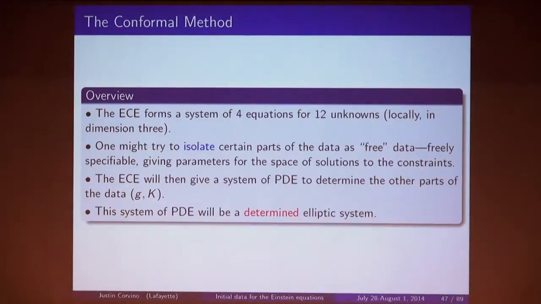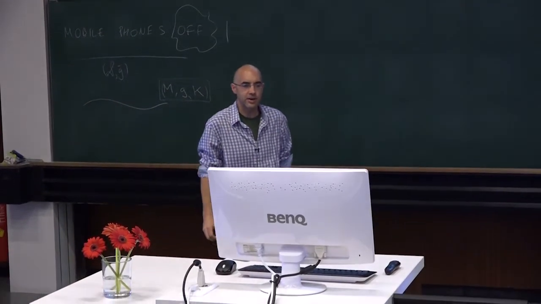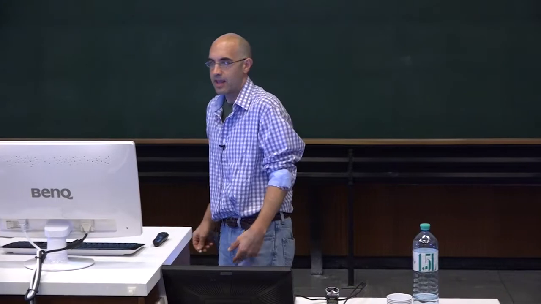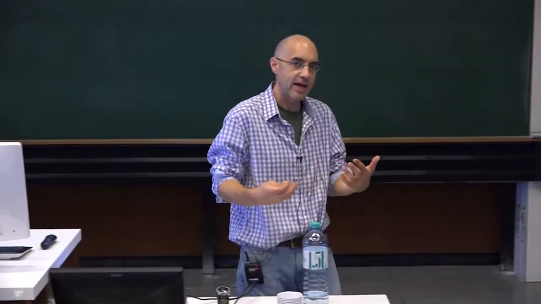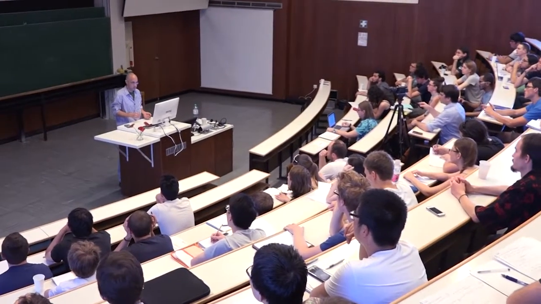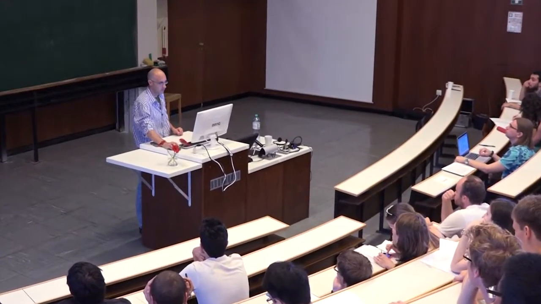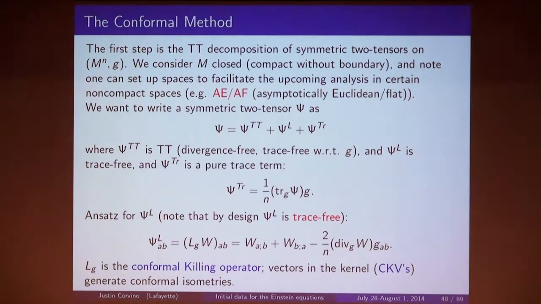All right, so just in 3 dimensions, so it's spatial dimension 3, for example. You can do this in any dimension. The constraints form a system of 4 equations for 12 unknowns. And as we said yesterday, we may try to put in some of the data as free and then write the system out as a determined system instead of an underdetermined system. And so the question is, what parts of the data would be free, and then what parts would you solve for? Okay? So I mentioned this yesterday, but let's review.